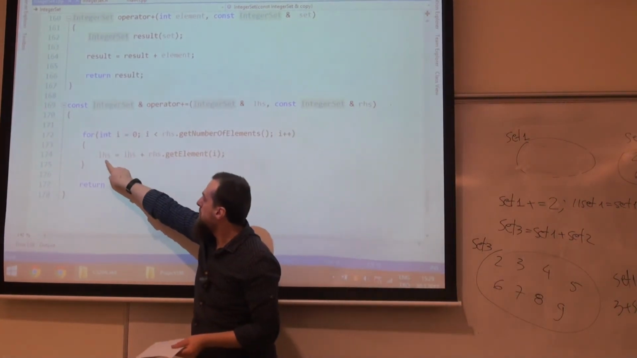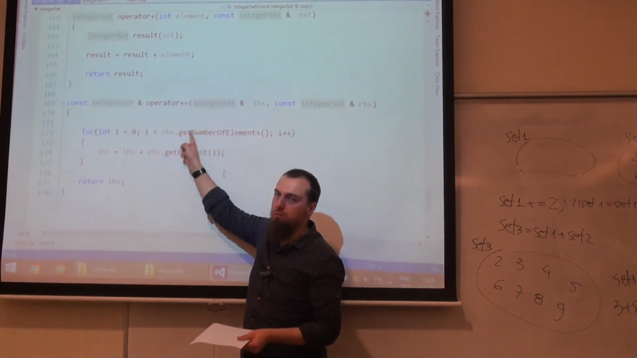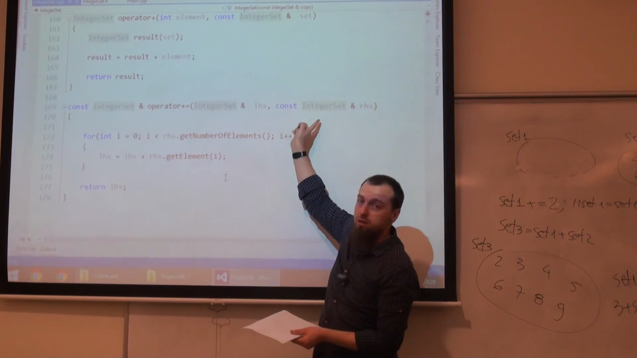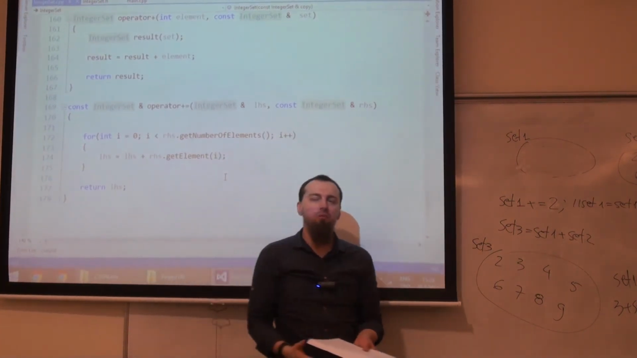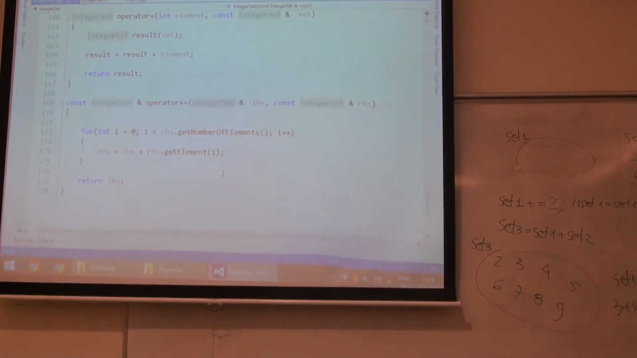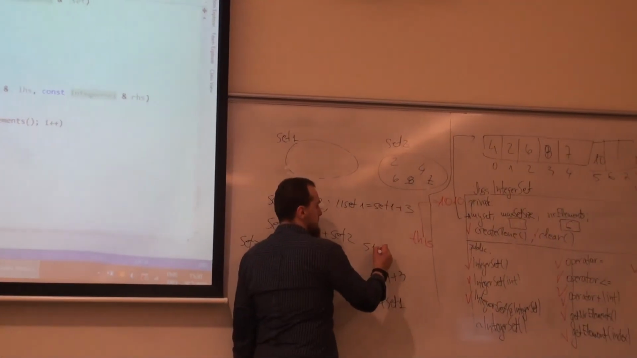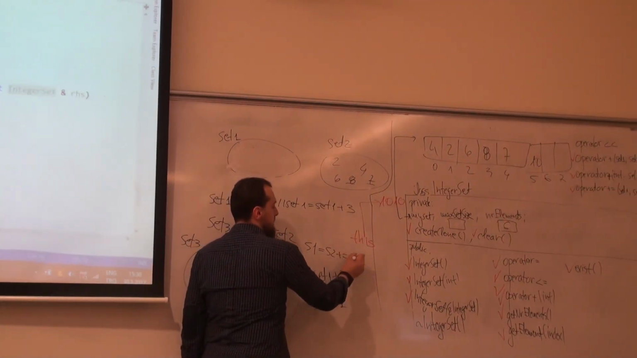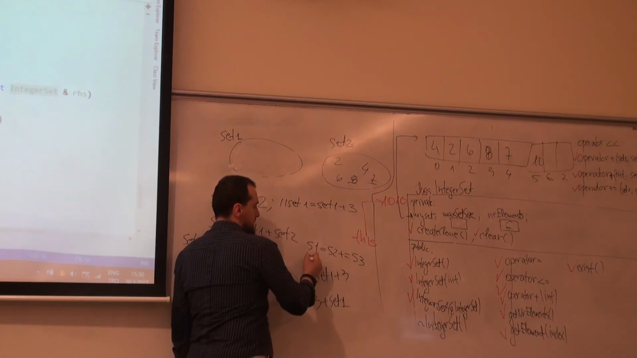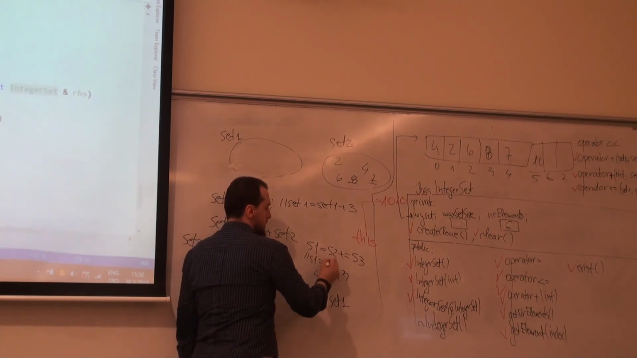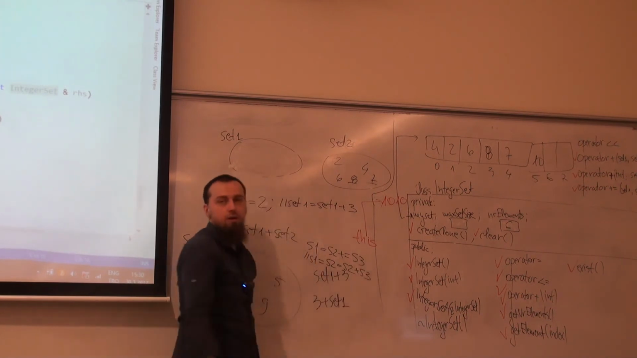That's why to the left-hand side, I add the left-hand side plus all of the elements one by one from this set here. Okay, and finally I return left-hand side. Can you tell me why? Because I might use something like this: set 1 is equal to set 2 plus equal to set 3, which is the same as writing set 1 is equal to set 2, which is equal to set 2 plus set 3. Okay.